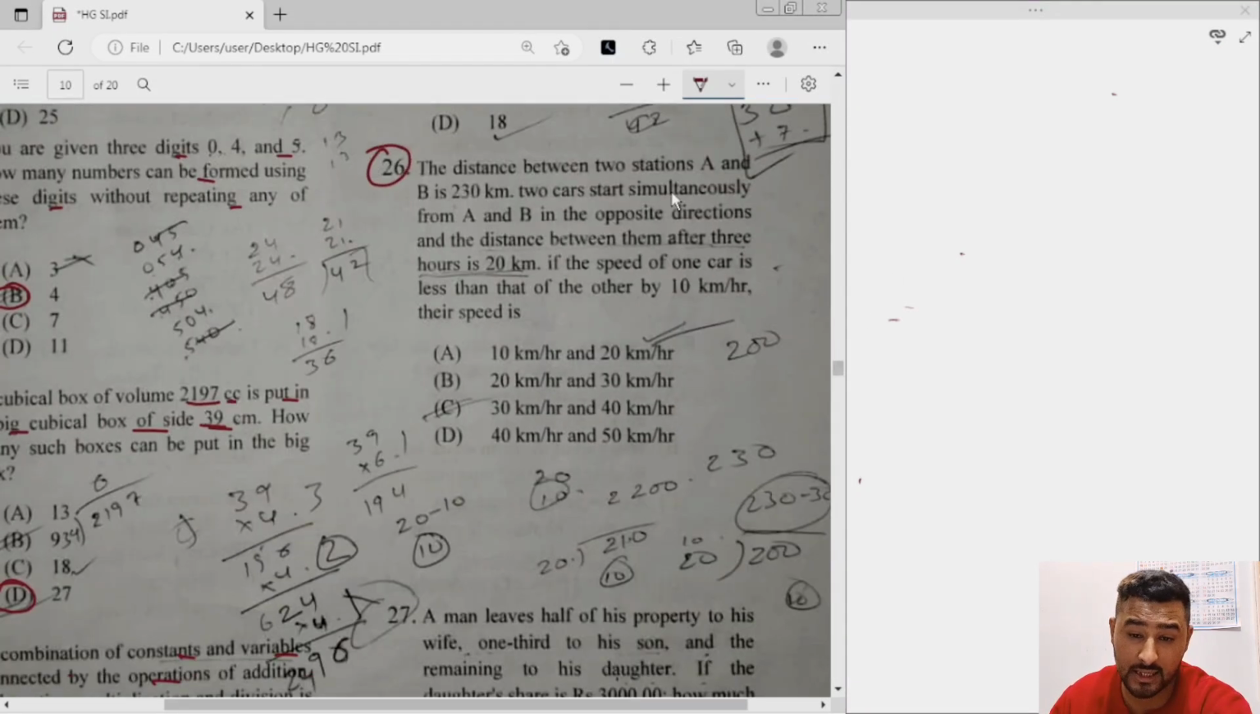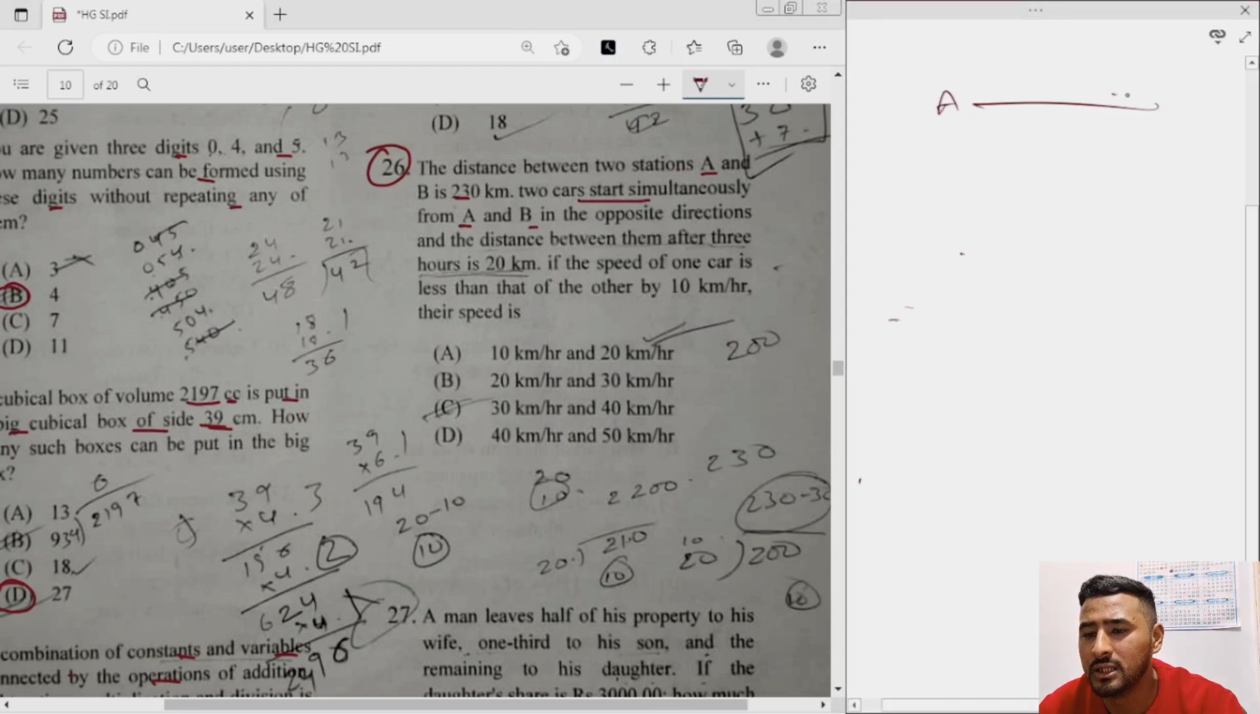Now question number 26. The distance between the two stations A and B is 230 kilometer. Two cars start simultaneously from A and B. There are two cars starting from the two places, from A and B, in opposite directions. One is starting from here, the other one from here. And the distance between them after 3 hours is 20 kilometer.